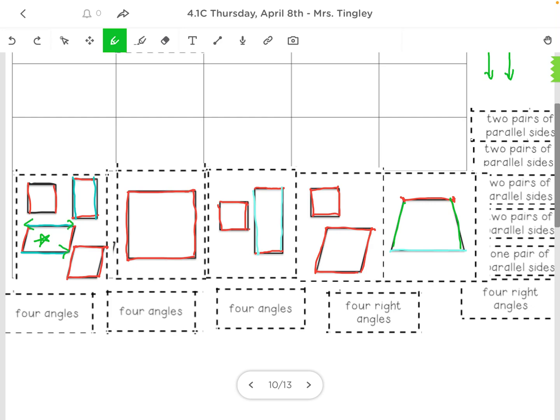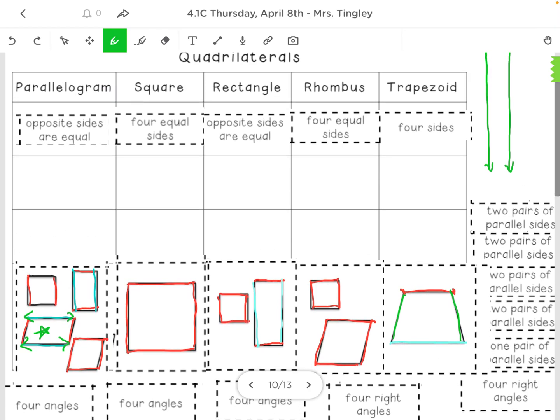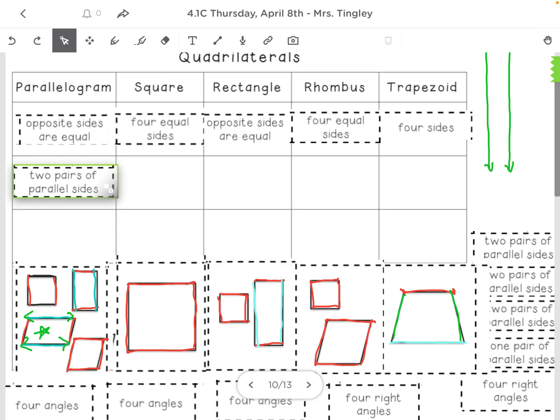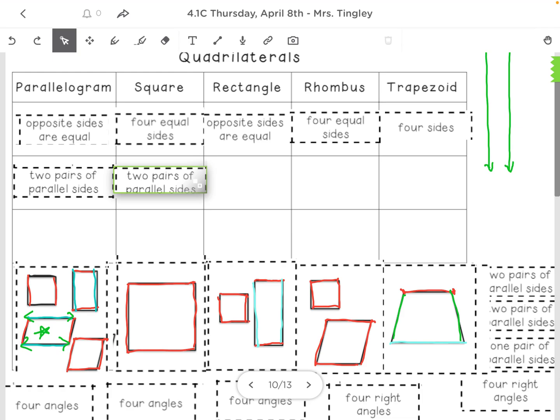Well, we have this shape with one pair of parallel lines and another with the red lines. Parallelograms have two pairs of parallel lines. A square is in the same category. They also have two pairs of parallel lines. Here is one pair. They would never cross. And here is another pair. 1, 2. Remember, there are two in a pair.